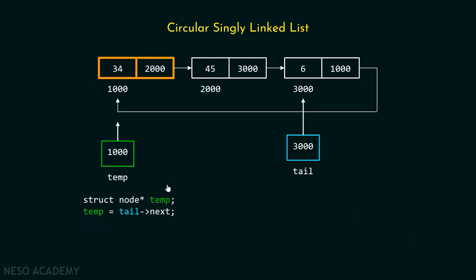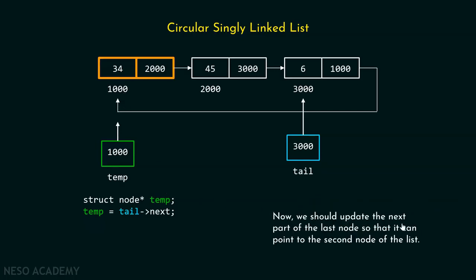list, right? After this, we should update the next part of the last node so that it can point to the second node of the list, right? Obviously, we have to update the next part of this node so that it can point to this node, because after deleting, this node becomes the first node of this list. That is why it is important to update the next part of this node so that it can point to this node. For this purpose, I'll put this line of code, that is tail->next = temp->next.